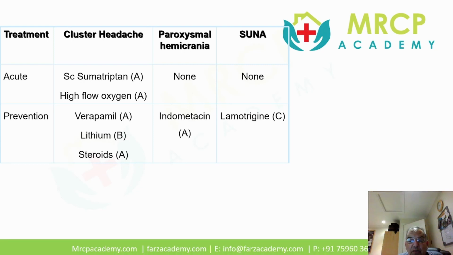Now, what you do for cluster headaches, I've already explained to you, and the drugs are already outlined there. For paroxysmal hemicrania, they're exquisitely sensitive to indomethacin. In fact, sometimes it's a diagnostic test where you use indomethacin and see how the patient will respond to indomethacin, and if there's a dramatic response, it's likely to be paroxysmal hemicrania and not anything else. Generally for SUNA, if it's extremely troublesome, we do try some lamotrigine, as this is quite effective in terminating attacks.